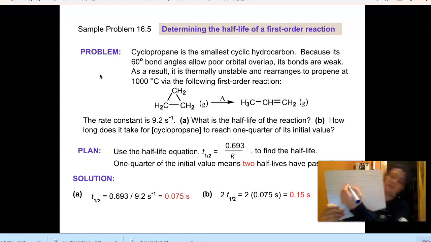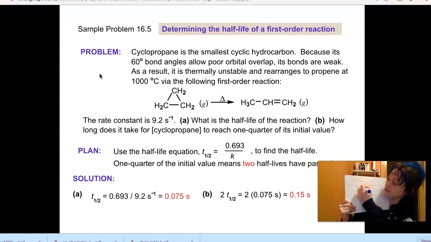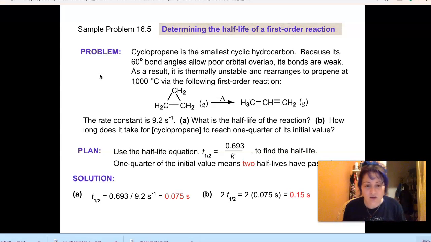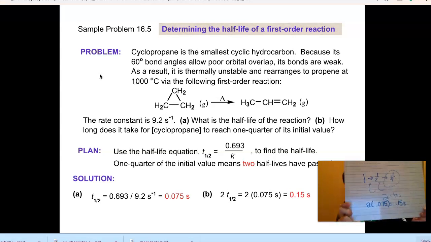So for example, you're going to have 1, half of that is 1/2, half of that is 1/4. Now, my end goal was 1/4, so I'm going to stop here. That's what I wanted, 1/4. Now, how many half-lives have happened? That would be the number of arrows that you have drawn, right? So 2 half-lives have passed. The question was, how long does it take? So that would be 2 half-lives. You determined the length of a half-life is 0.075 seconds, so 2 times that value would be your amount of time. So that would be 0.15 seconds here.